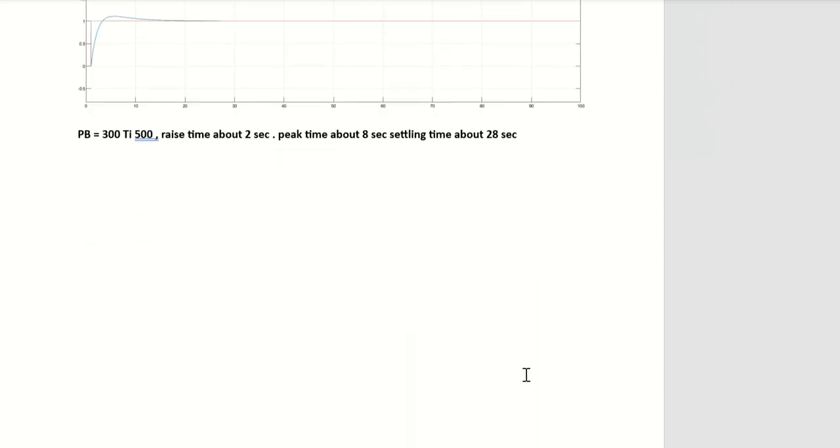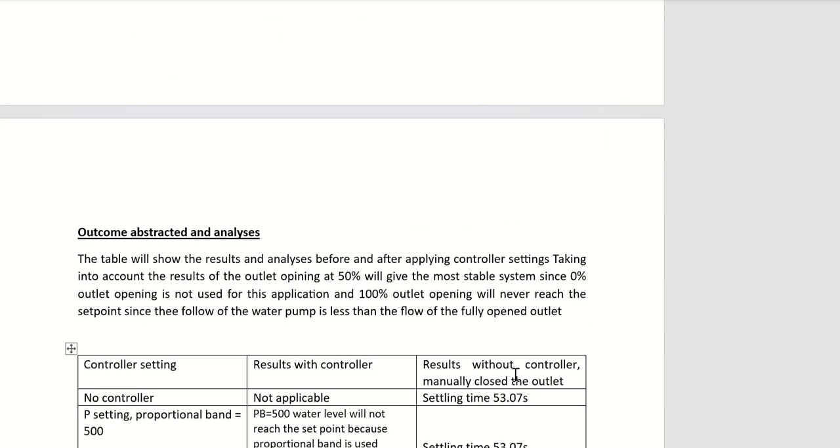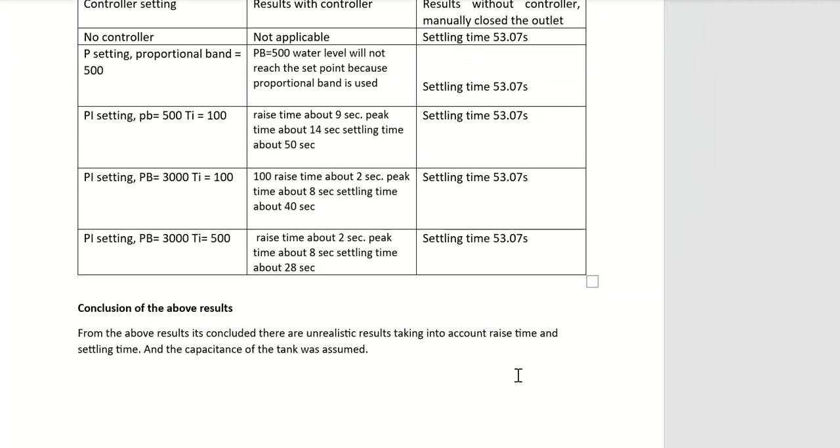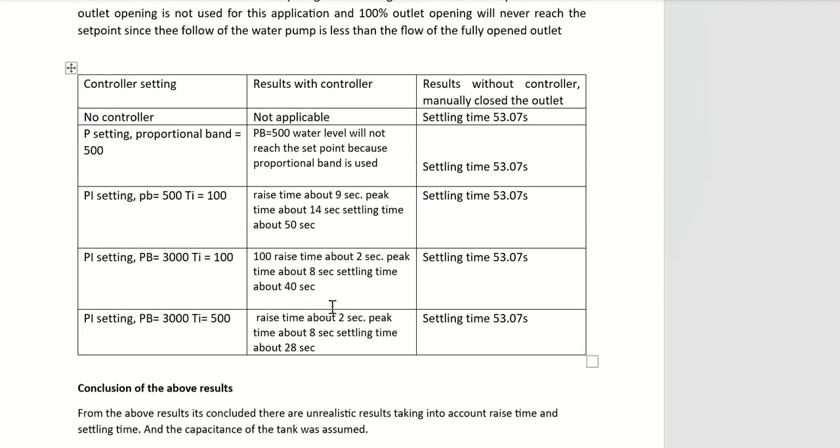After that, we went to measure the actual capacitance of the tank to give us the actual transfer function in the lab. This is part of the results. It's going to be included in the report.